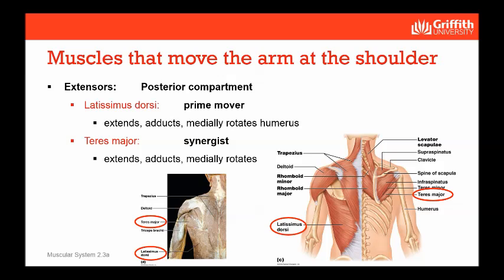Teres major is a synergist of latissimus dorsi, as it also extends, adducts, and medially rotates the humerus. It is a thick, rounded muscle lying inferior to teres minor. Teres major arises from the posterior surface of the scapula and fuses with the tendon of latissimus dorsi.